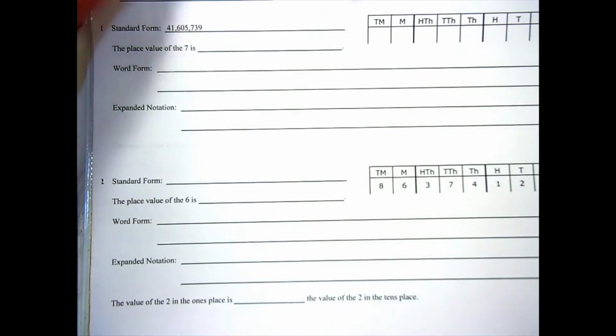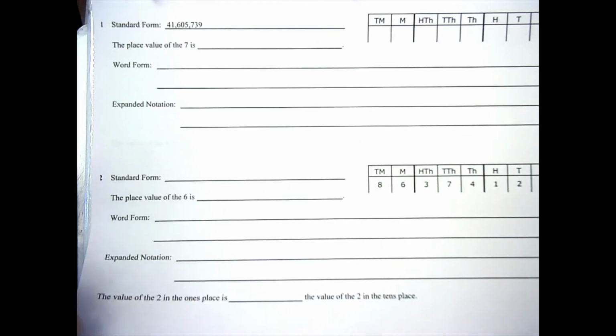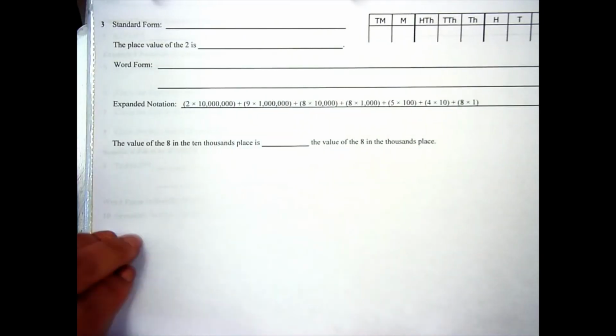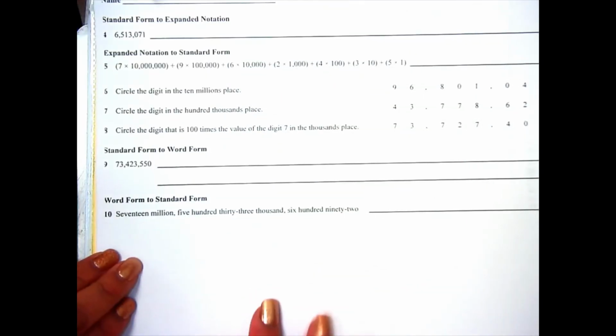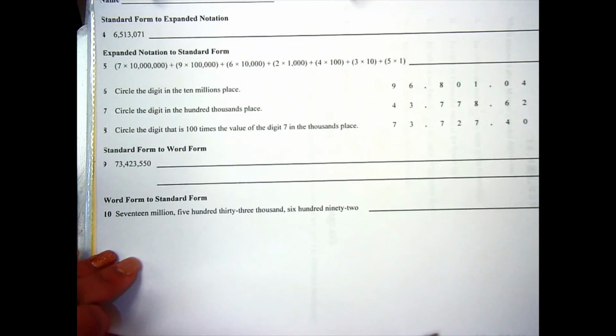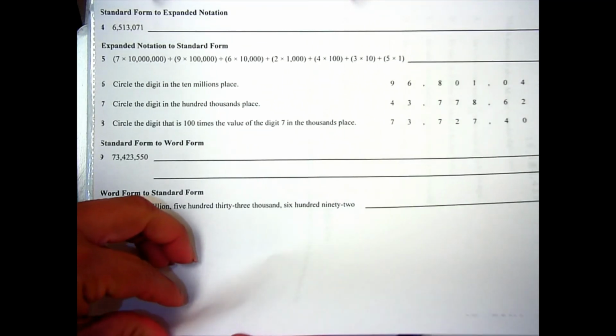All right, so you're going to work on place value 2B on your own, page 1, 2, and page 3. And these are like the examples I just did for you. And then you have 2B, page 4 as well. And then that will be all for Tuesday.